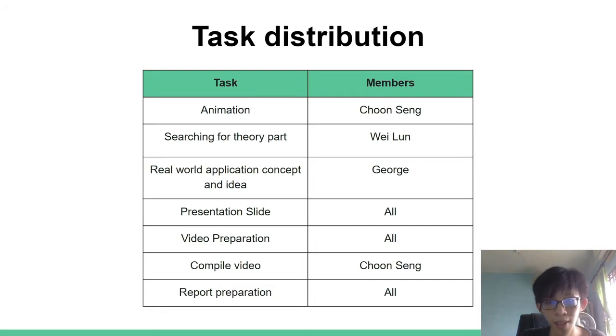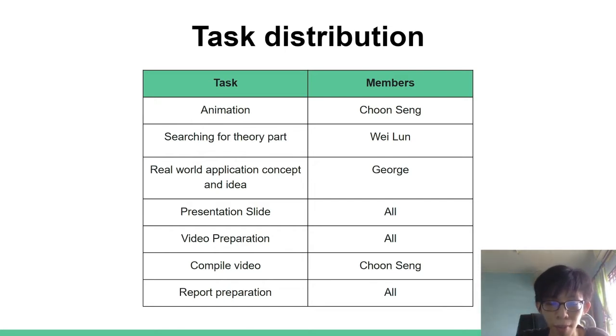Okay, first, the task is mainly distributed into seven categories. The first one is the animation, the second is the theory part, the third is the real-world application concept and idea, the fourth is the presentation slides, the fifth is the video preparation and compilation of the video, and last but not least, the report preparation.